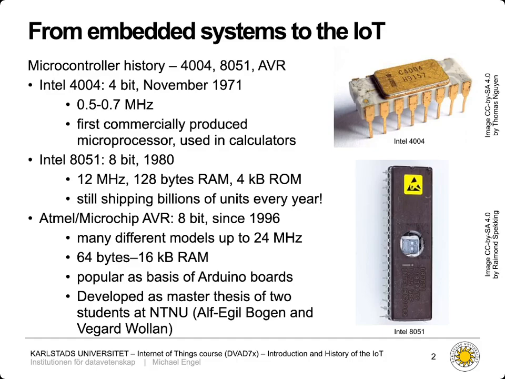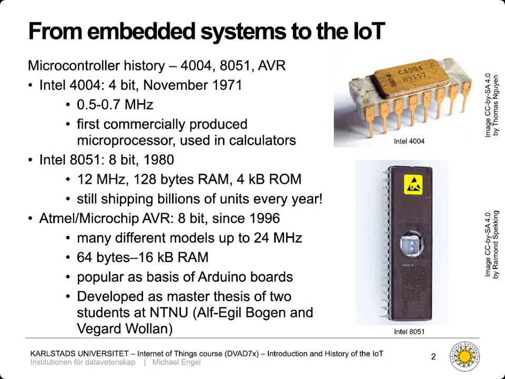Around 10 years later, we had quite some progress in this area. We had another system called the Intel 8051. This is an 8-bit microprocessor, but it includes more than the processor. It seems to run significantly faster, at 12 megahertz. So it's still a pretty slow machine.